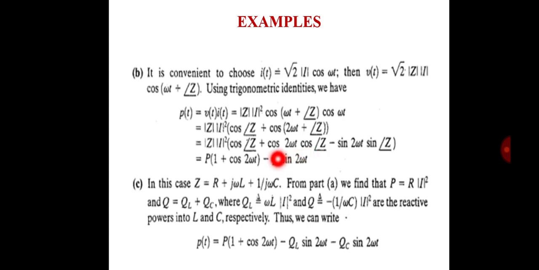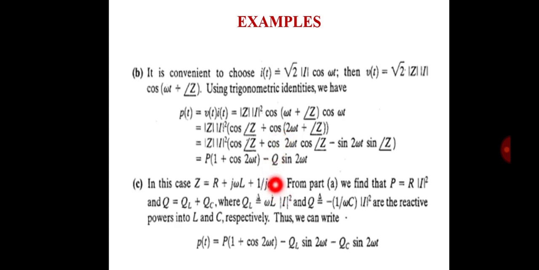Now Z I square cos angle Z is equal to P, and Z I square sin angle Z is equal to Q. So the equation becomes P(1 plus cos 2 omega t) minus Q sin 2 omega t. In this case Z is equal to R plus j omega L plus 1 upon j omega C.